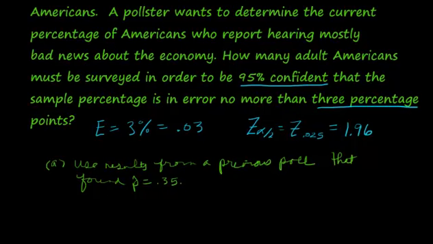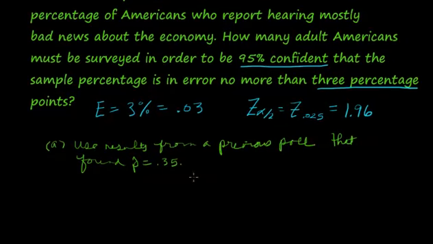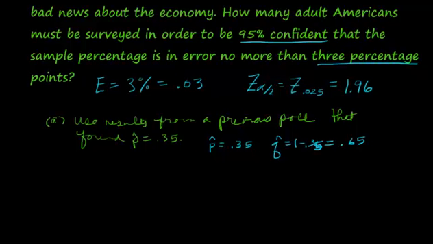So that tells us we have a p hat of 0.35 and a q hat of 1 minus 0.35, or 0.65. So our equation, recall, was n equals critical value squared times p hat times q hat all over margin of error squared. And we saw where all that came from.